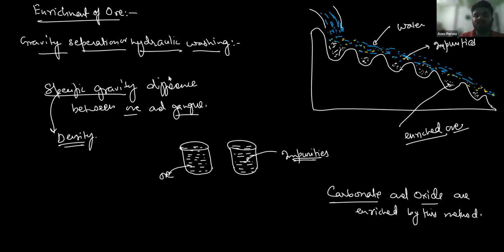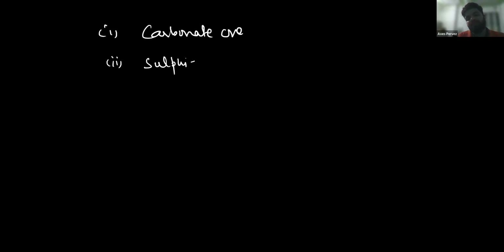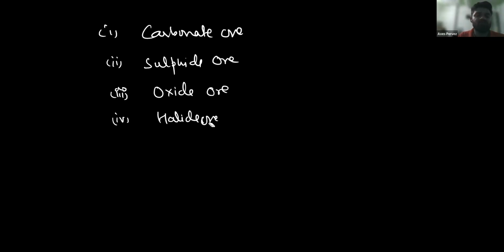Let me explain here that there are different types of ore. There are four types of ores. One is carbonate ore. The second one is sulfide ore. The third one is oxide ore, and the fourth one is halide ore. Let me discuss what halide is, and let me discuss each and everything.